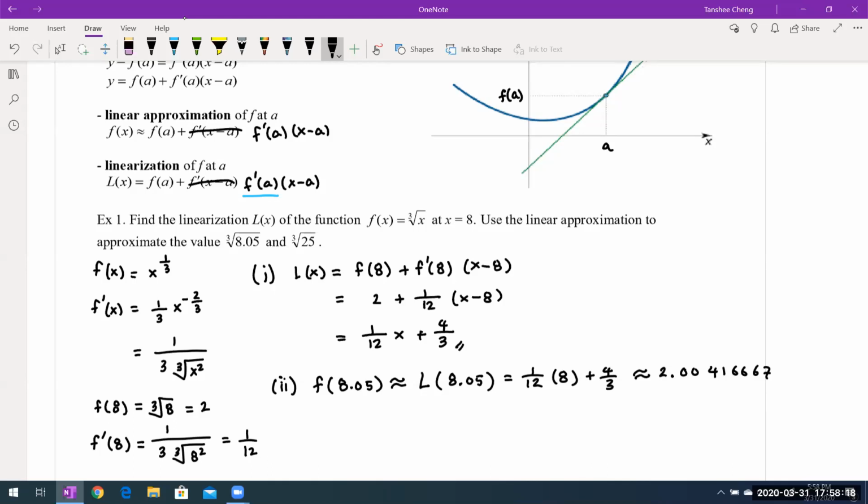So we got the approximation already, the linear approximation. Now what I want you to do is compute the actual value. What is the actual value, which is cube root of 8.05? What do you get when you compute it? Okay.